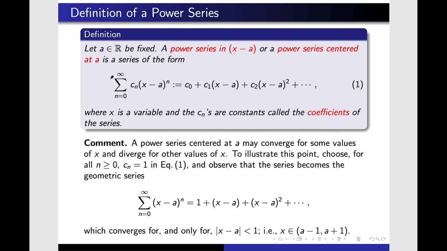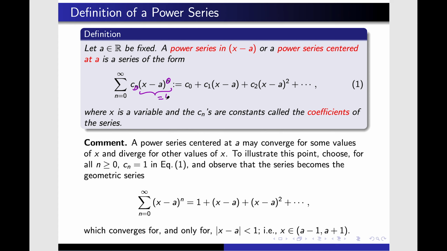If you want to unravel what this notation means, when n is 0, this means c sub 0 times x minus a to the power 0. We're going to adopt the convention that x minus a to the power 0 is 1, even though x is possibly a, in which case the base becomes 0. So we adopt the assumption that this is actually a 1. It's a convention. So when n is 0, we get c_0 times 1, so c_0.